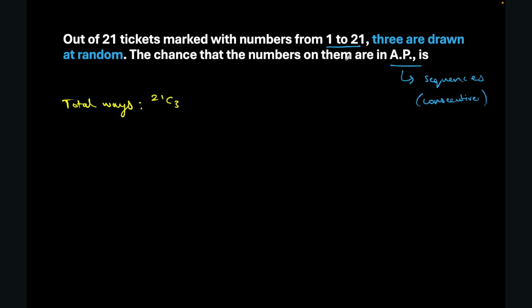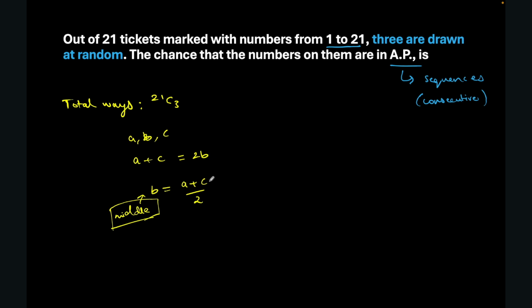The chance that the numbers are in an arithmetic progression. Well, what's the rule for an arithmetic progression? Remember, the rule is A plus C should be equal to 2B if the numbers A, B, and C are in progression, right? Or B is equal to A plus C by 2. It's the middle number. So now, how do we decide the possibilities, or how do we do a selection?